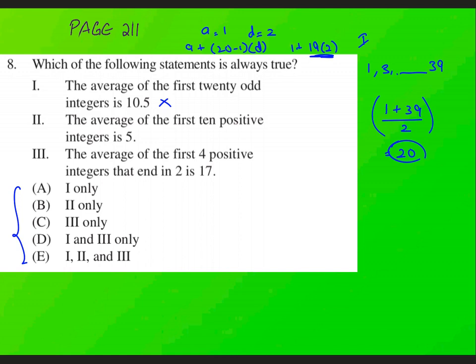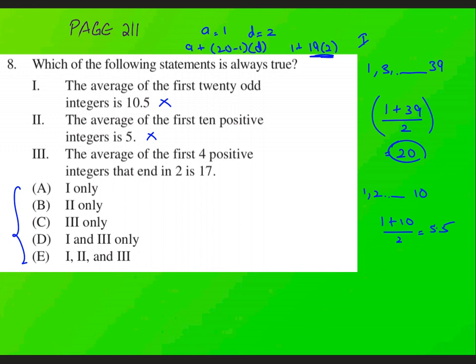Now if I talk about the second one, the average of the first 10 positive integers. Now 10 positive integers are basically 1, 2 all the way to 10. Again, these are terms with common difference, so I can call this an AP as well. Since this is an AP, I can find the average by taking the average of the first and last term, and that is 5.5. So that's not 5, that's actually 5.5. So the second one is false.